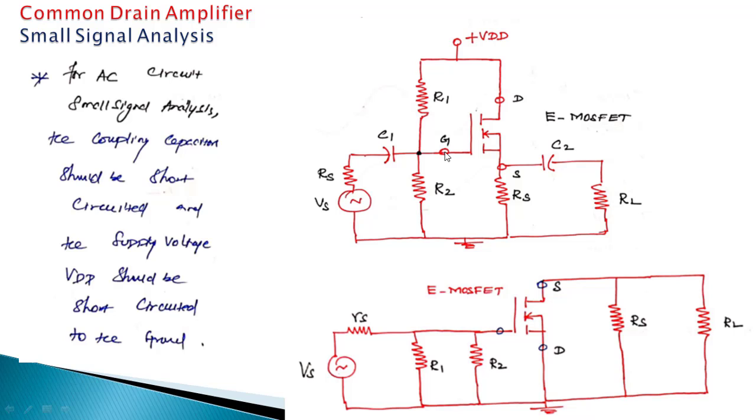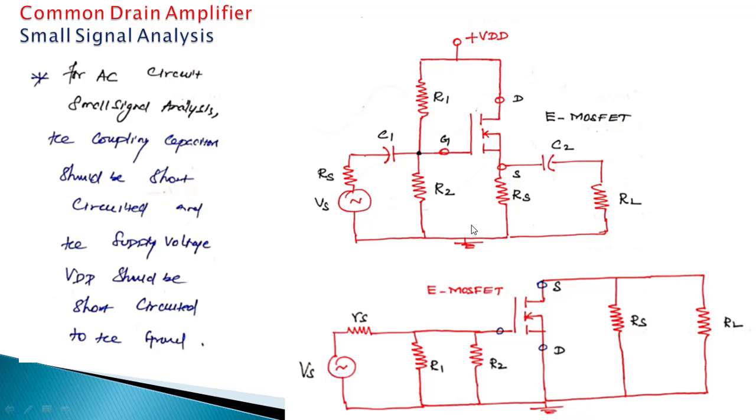For making the small signal model, there are two conditions. We have to short circuit all the capacitors, and we have to short circuit this VDD to ground. If we short circuit the capacitors, C1 and C2 disappear, and if we short circuit VDD to ground, the R1 is connected in parallel with R2. So this source, this RS, C1 is short circuited. R1 is parallel with R2 because VDD is connected to the ground.